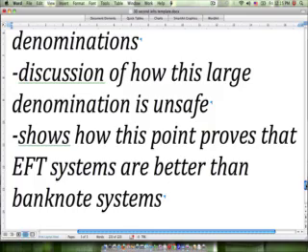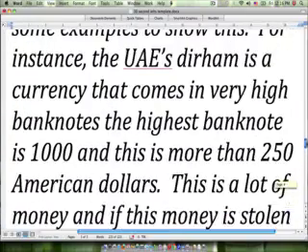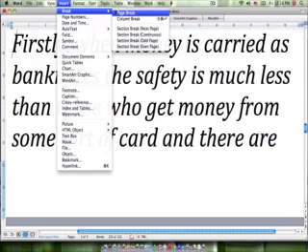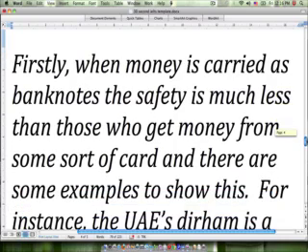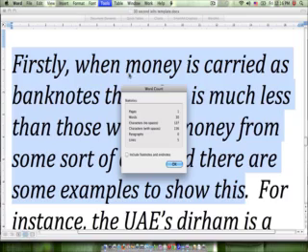So, now keeping the student's reasoning in mind, let's go back and correct each of the sentences in this paragraph. The first sentence reads, "Firstly, when money is carried as banknotes, the safety is much less than those who get money from some sort of card, and there are some examples to show this." Now, this sentence is needlessly long. Let's just check how many words. So in this one sentence alone, there are 30 words.